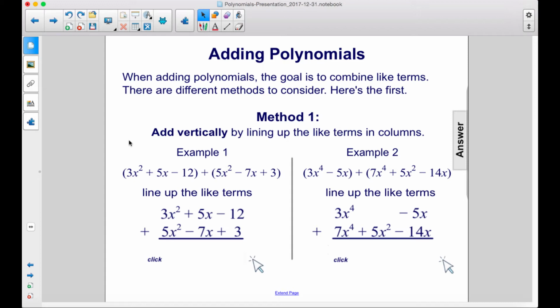When adding polynomials, the goal is to combine like terms. There are different methods to consider. Here's the first. Method 1. Add vertically by lining up the like terms in columns.